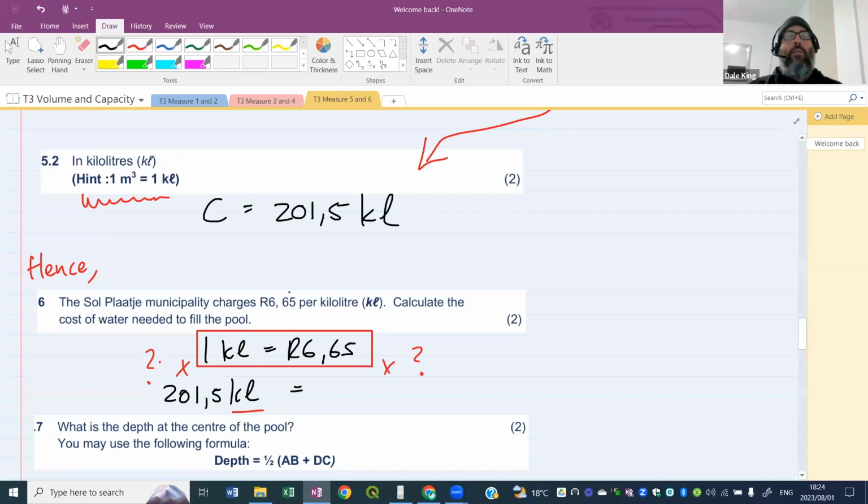They say, the municipality charges R6.65 per kiloliter. So for every kiloliter we have in here, it's R6.65. So Lufuno's just setting up a relationship here. He's saying, sir, I know 1 kiloliter is R6.65. I need to know how much is 201.5 kiloliters though. So he's setting up this relationship and saying, I need to times the 1 by 201.5 to get 201.5. So I must times this by also 201.5.